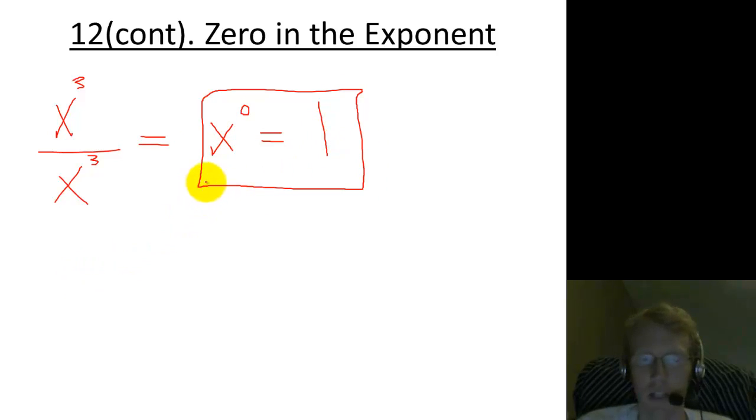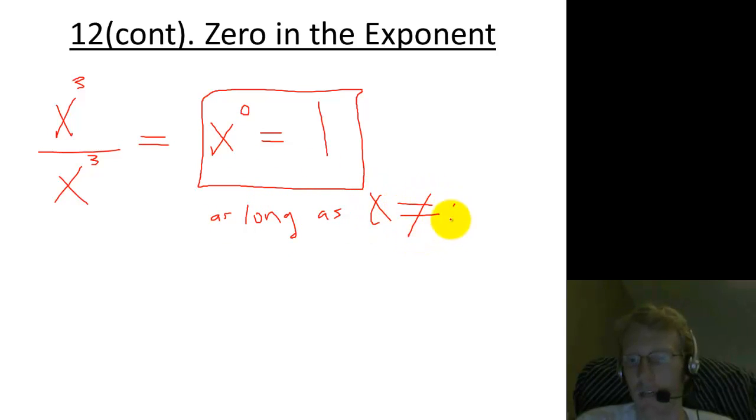Let's look at another example. Let me say, as long as x itself is not 0. As long as x is not equal to 0. So any whole number or any fraction or any decimal to the 0 power is 1. But the reason x can't be 0 is because we're dividing by x cubed. So if x itself was 0, we would be dividing by 0, which we've learned you can't do. So as long as x itself is not 0, raising it to the 0 power equals 1.